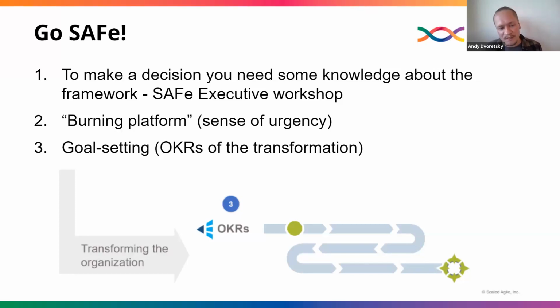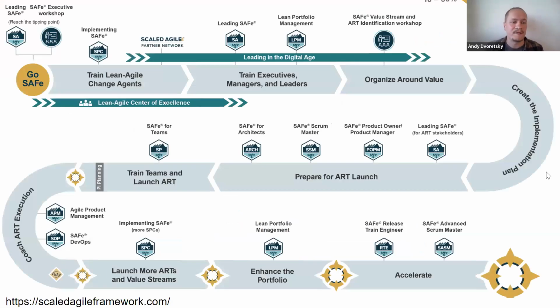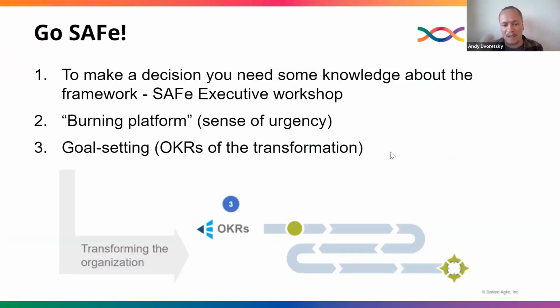And the last but not the least here, the goal setting, or let's say objectives and key results of our desired transformation. These OKRs are not explicitly visualized on the roadmap, but they are mentioned in other slides and other pages of the Scaled Agile Framework website. And they say, and we agree with them, that we can treat agile transformation as a product, right? And we can apply the OKRs approach to this product.